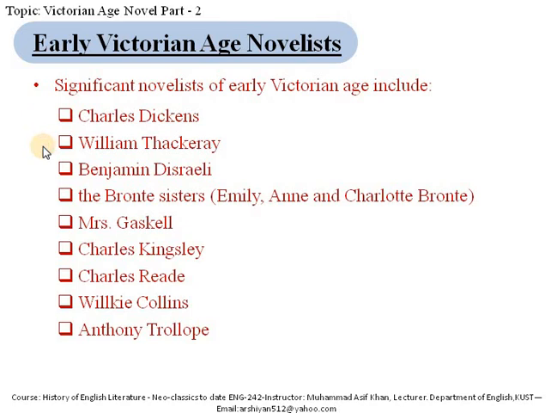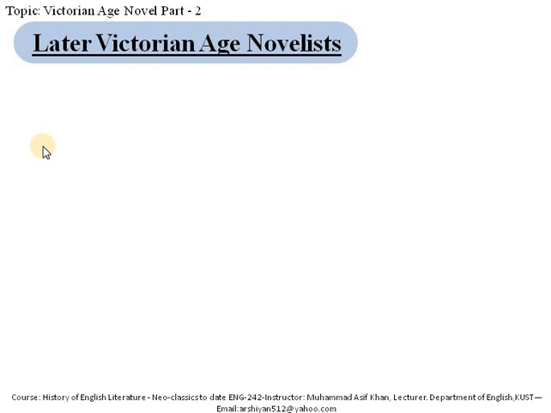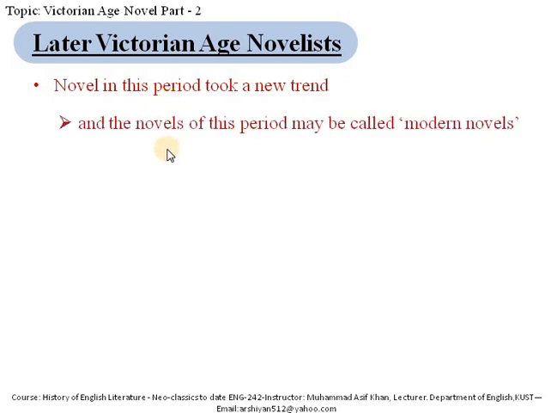Before giving the list of later Victorian age novelists, I will describe some of their key characteristics. The novelists of the earlier Victorian period, like Dickens, Thackeray, and the others I listed before, were following the tradition of the English novel that was being established by Defoe, Richardson, and Fielding. So their concept of themselves was modest, and they were just following the tradition.